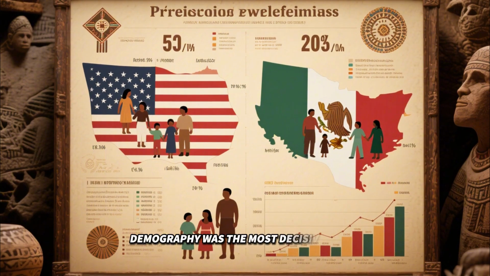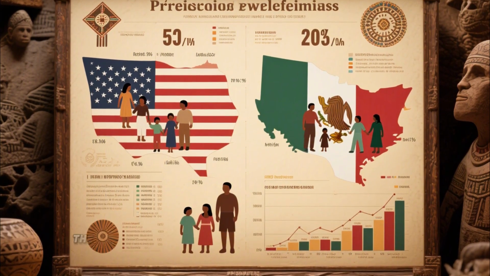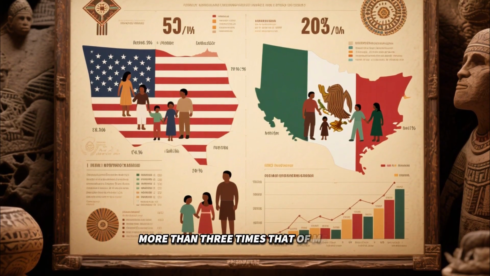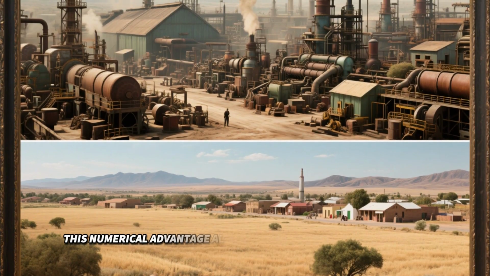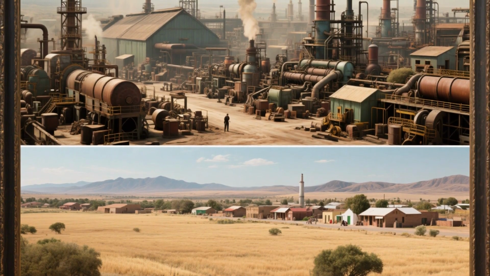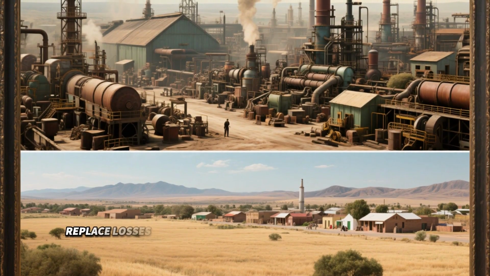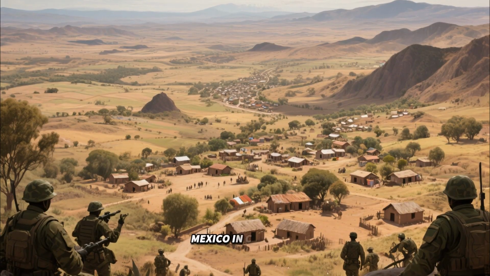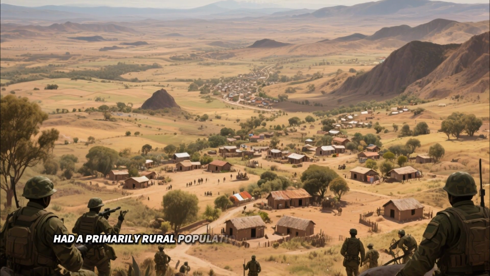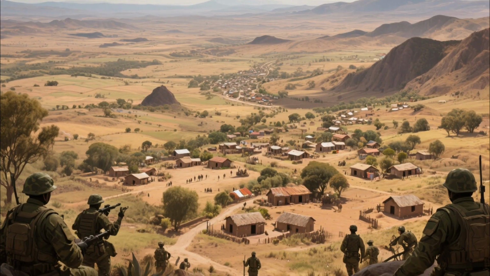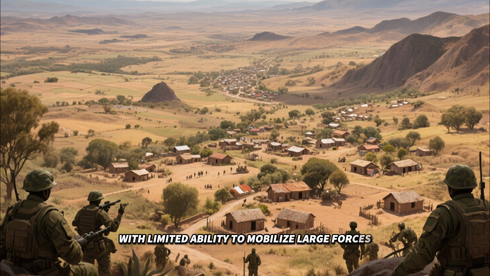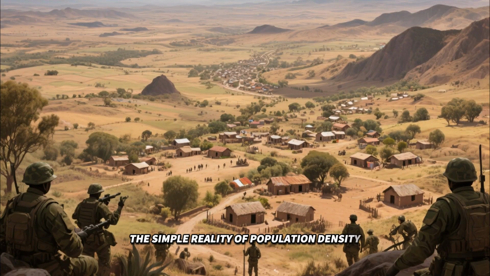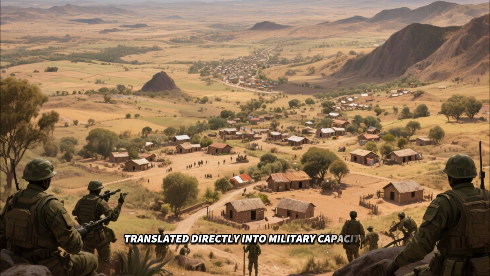Demography was the most decisive force. By the 1840s, the United States had a population of over 20 million people, more than 3 times that of Mexico. This numerical advantage allowed the U.S. to field larger armies, sustain long campaigns, replace losses, and continue economic production even during wartime. Mexico, in contrast, had a primarily rural population scattered across vast geography, with limited ability to mobilize large forces without devastating local economies. The simple reality of population density translated directly into military capacity.